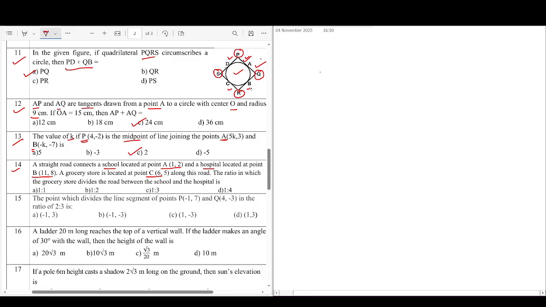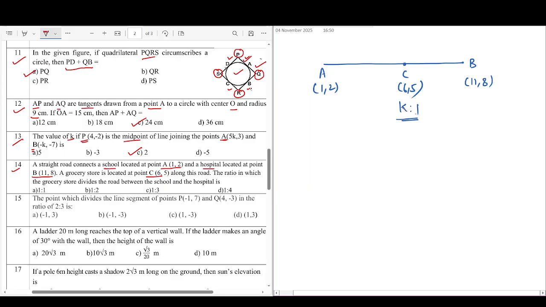Okay, so it is written, this is the location of the school, point A, coordinates are 1 and 2, and on the same road we have the hospital, point B, coordinates are 11 and 8. Now they are saying on this same lane we have a grocery store, coordinates are 6, 5. We have to find out that this grocery store divides this line into which ratio. So we know whenever we have to find out the ratio, this is a line and this point is intersecting the line internally. Okay, so we are using the section formula.